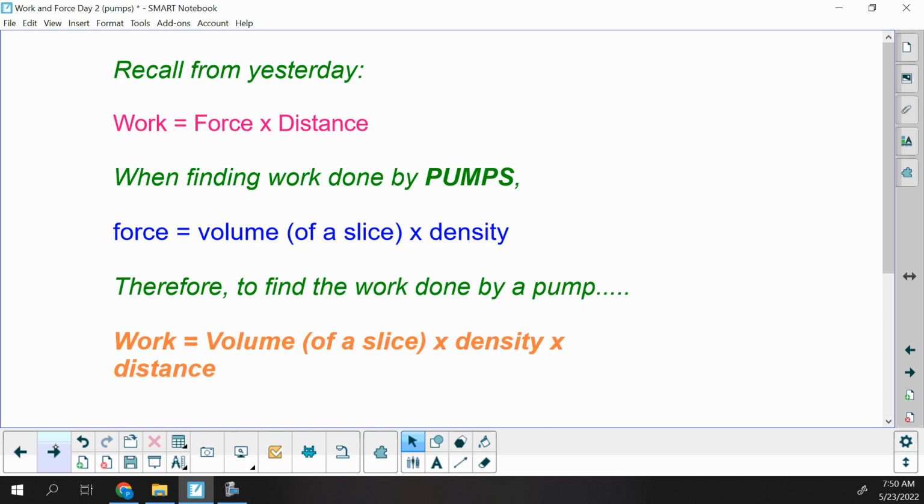So some things from yesterday. Work is equal to force times distance. When you're finding work done by pumps, for the force you want to think of the volume of a slice times the density. So for work, you're doing the volume of the slice times density times the distance traveled, and then we're sticking that in an integral.